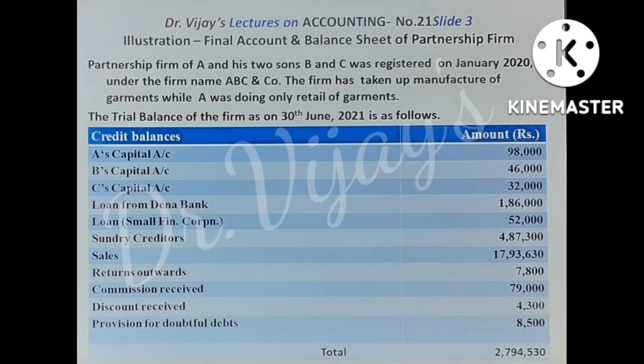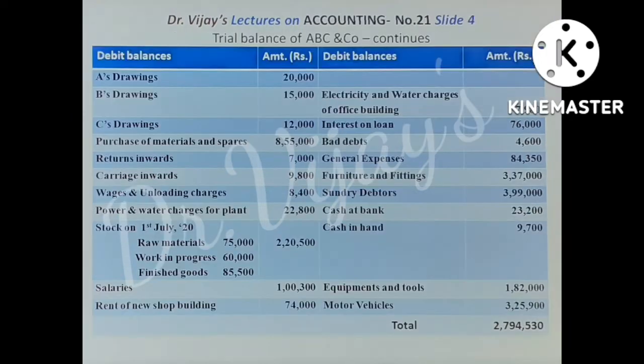In credit balances, A's capital account, B's capital account, C's capital account, loan from Dena Bank, loan from Small Finance Corporation, sundry creditors, sales, returns outwards, commission received, discount received, and provision for doubtful debts, that is, old provision, are there, and total of credit balance is 27,94,530.